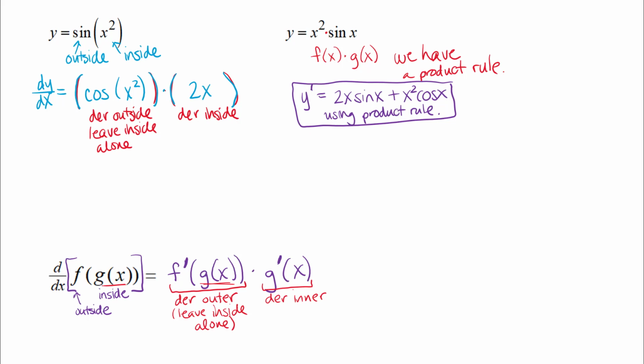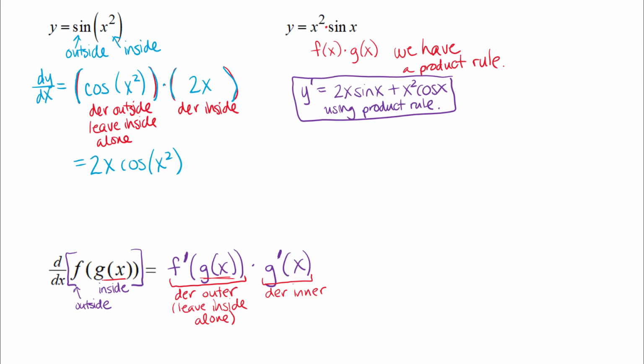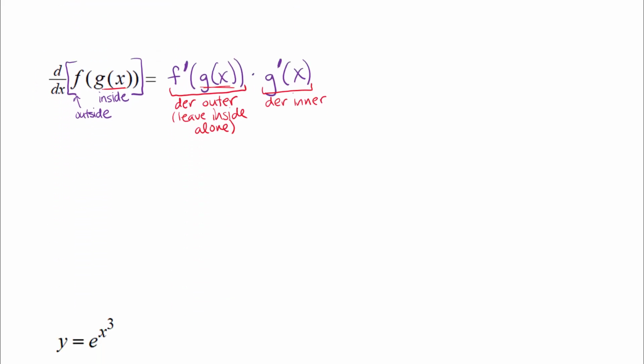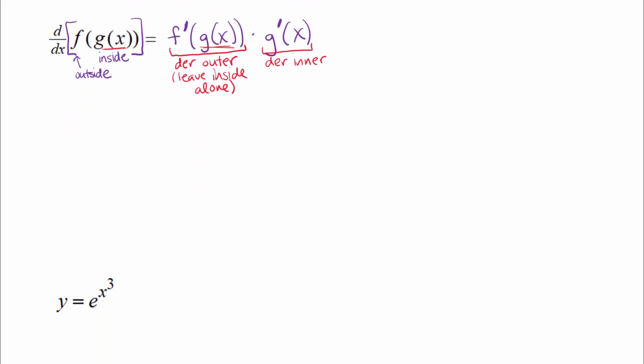All right, so there's my derivative. If I want to tidy that up, I could write that as 2x times cosine of x squared. And that would be a cleaner way to write my derivative. All right, so chain rule. Derivative of the outside, leave the inside alone, times the derivative of the inside. All right, we're going to look at a couple more examples here, quick examples, and then some harder examples in the next couple videos.